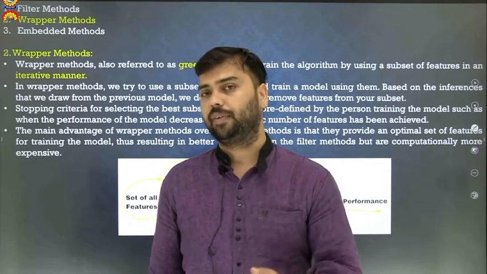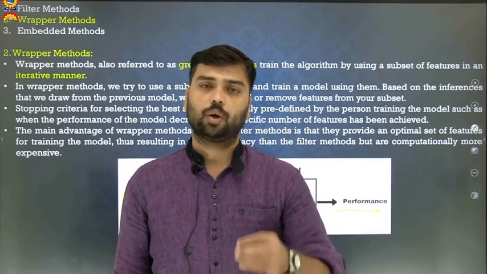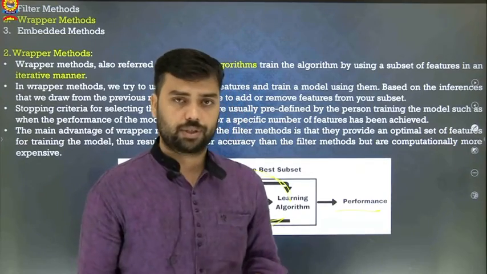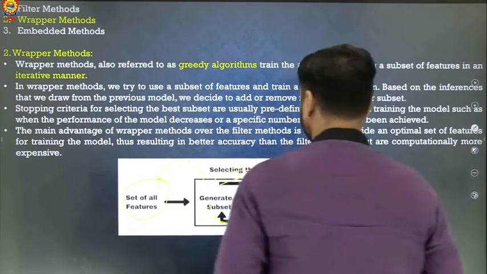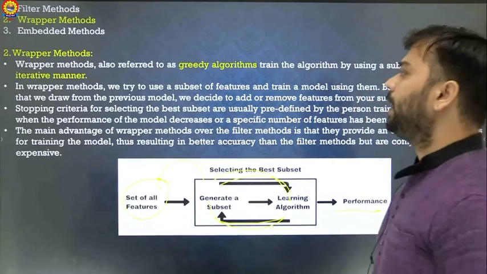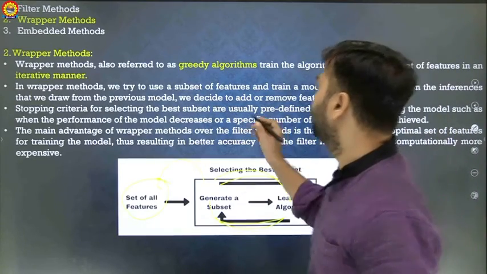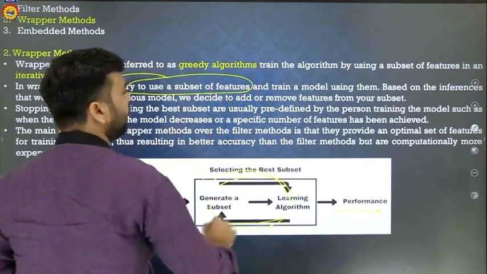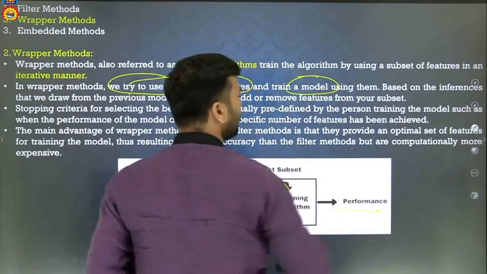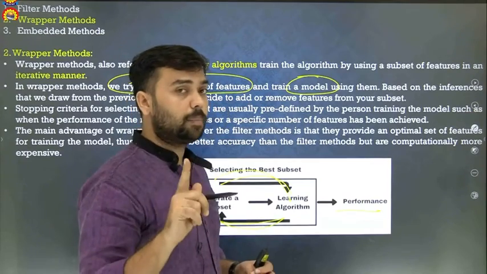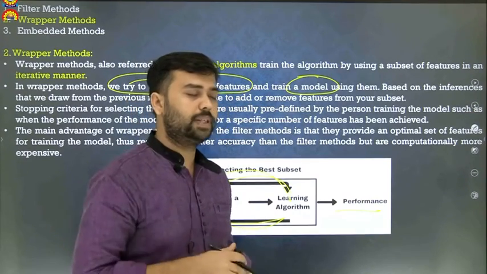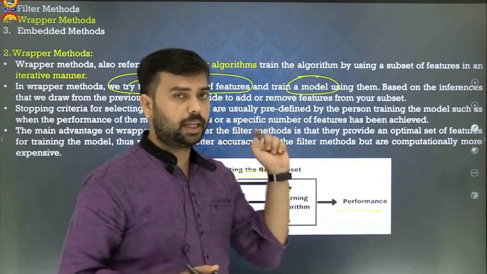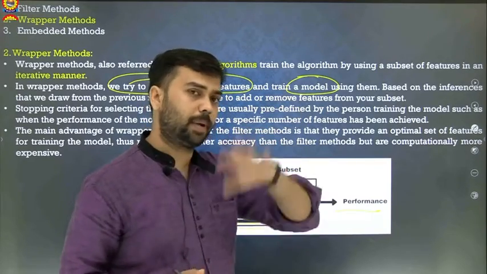Suppose there are 100 features and we wish to take only 10 features, so we perform the iterations until we get the 10 features. Okay, so let's have a look. So it is a wrapper method. We use a subset of the features and train the model. It is very important, because in filtering our main target is only selecting the subset, but here we select the subset and apply it to the model.